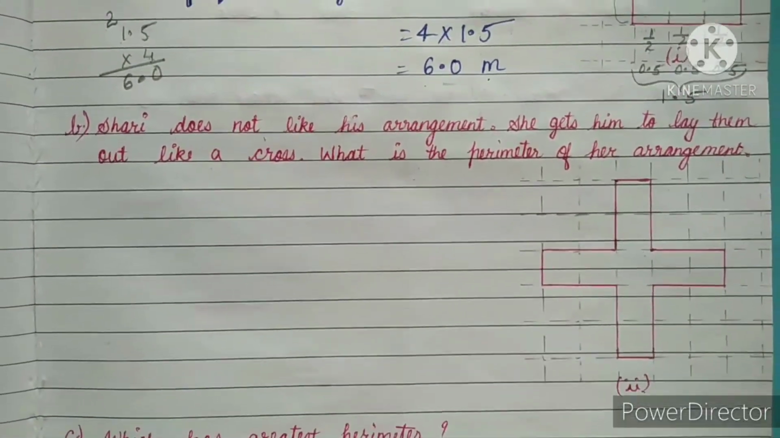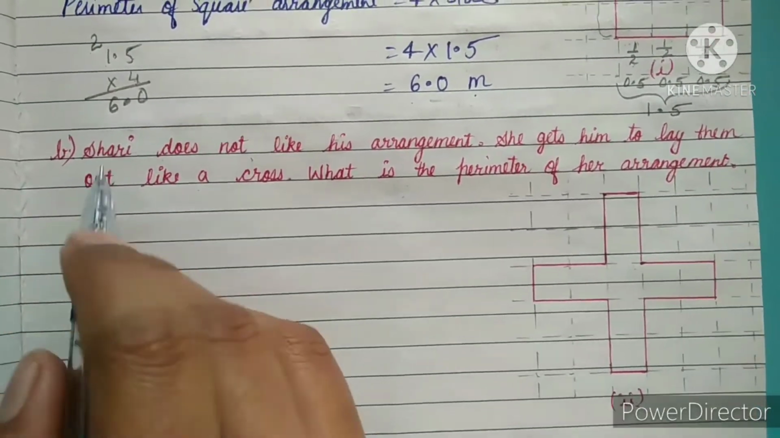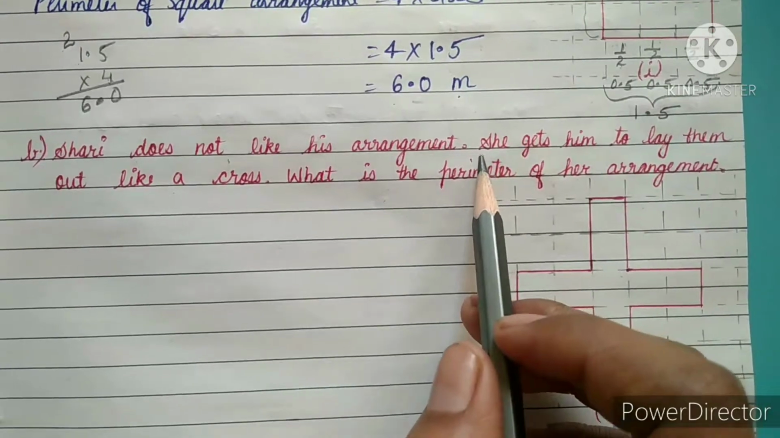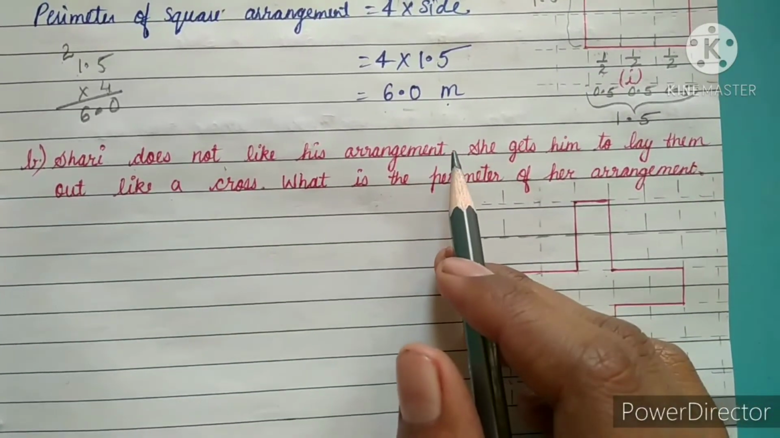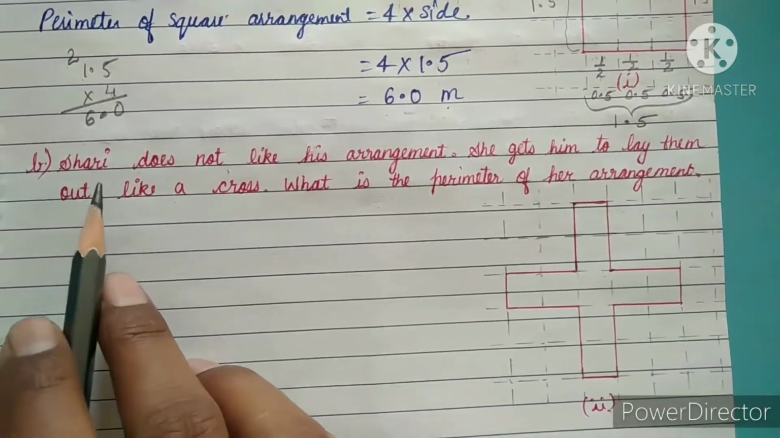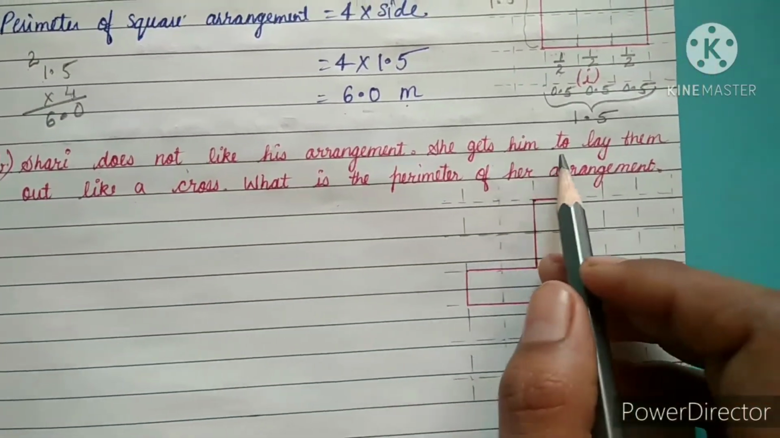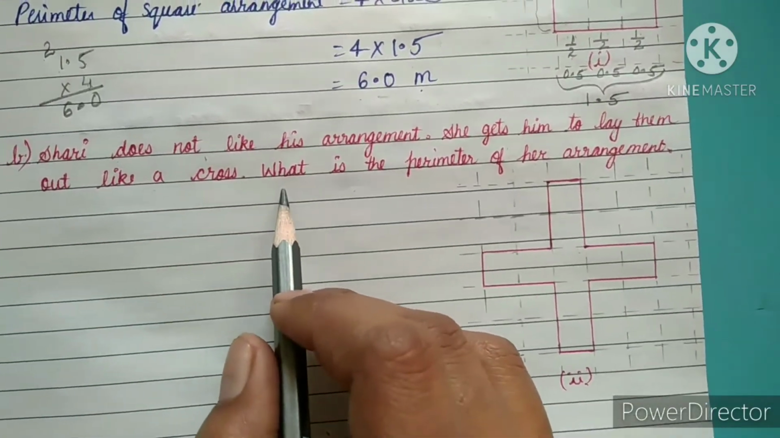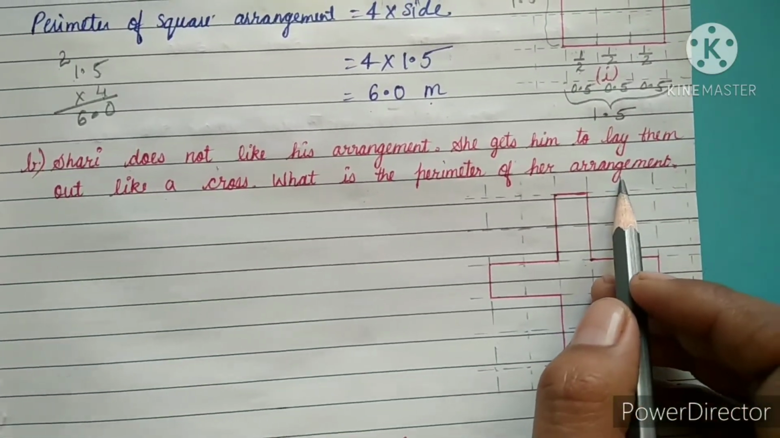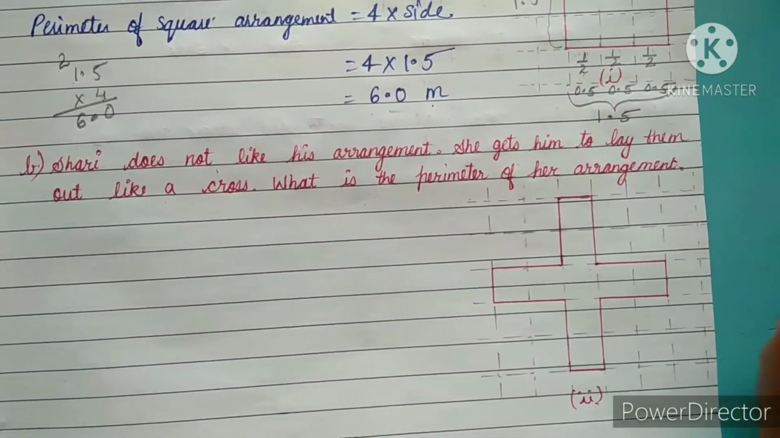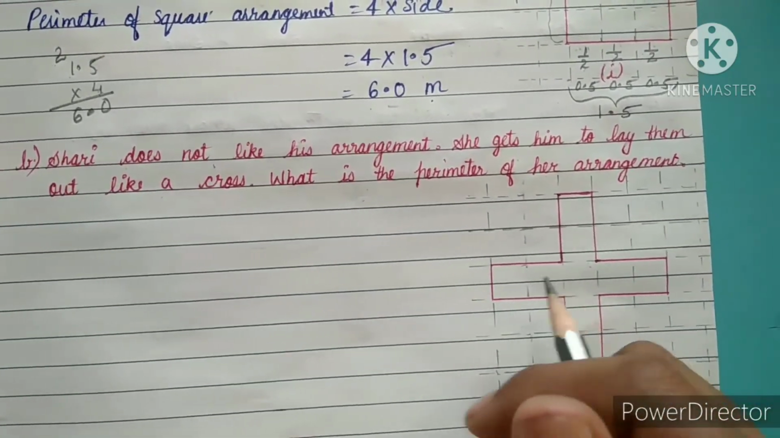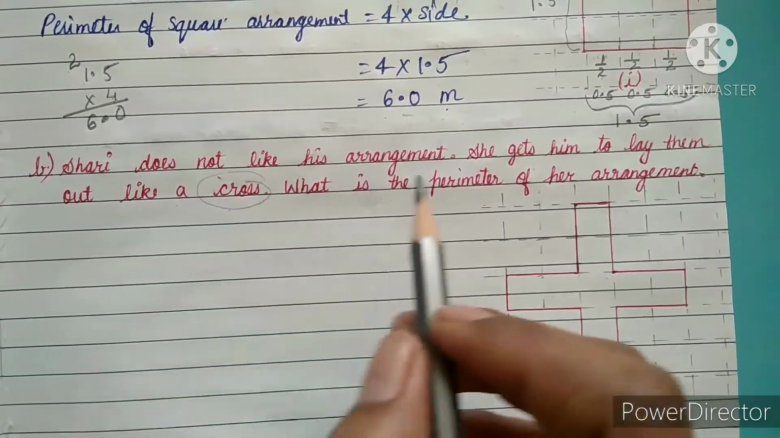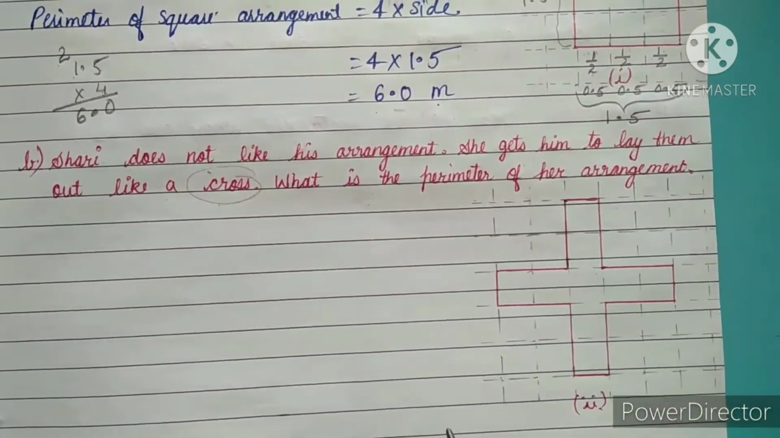Now question number B of 17 is: Shri does not like his arrangement. So the previous square arrangement of Avneet, Shri is not liking it. She gets him to lay them out like a cross. What is the perimeter of her arrangement? She has taken all the slabs to form the new cross-shaped arrangement. So the question is asking for the perimeter of her arrangement.